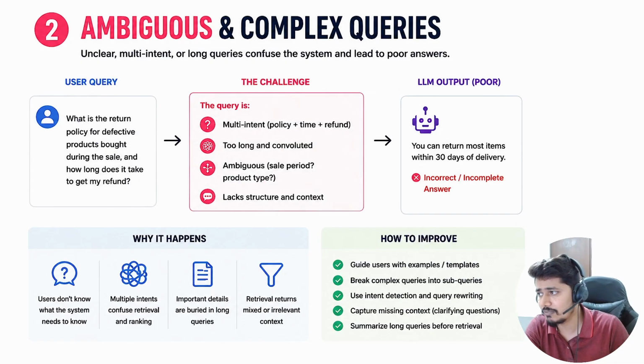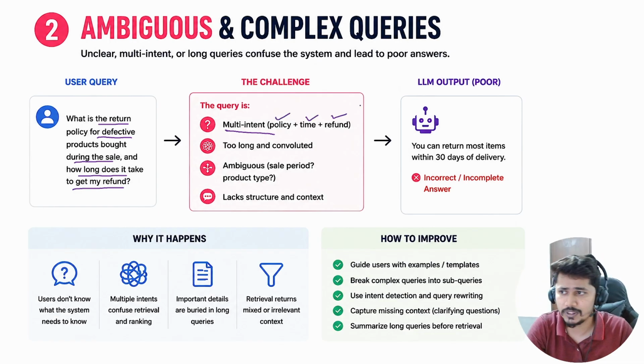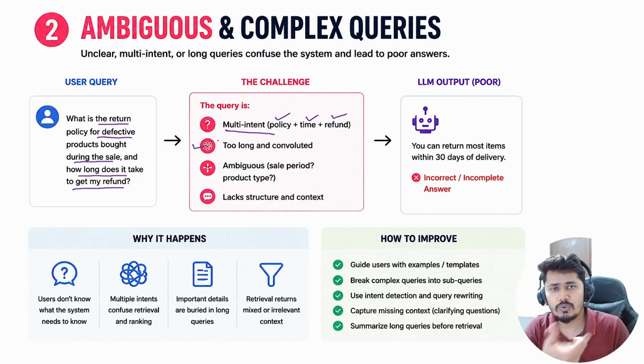If you see this example, the user is asking about the return policy for defective products, but that is during the sale, and they are also asking another question, how much time it will take to refund. So this is multi-intent, meaning here you have policy related information, time related information, and refund information, combined in one question. In this case, first of all, the query is too long and convoluted, which creates ambiguity for the model, and also creates ambiguity while retrieving the data, and it lacks structure and context.